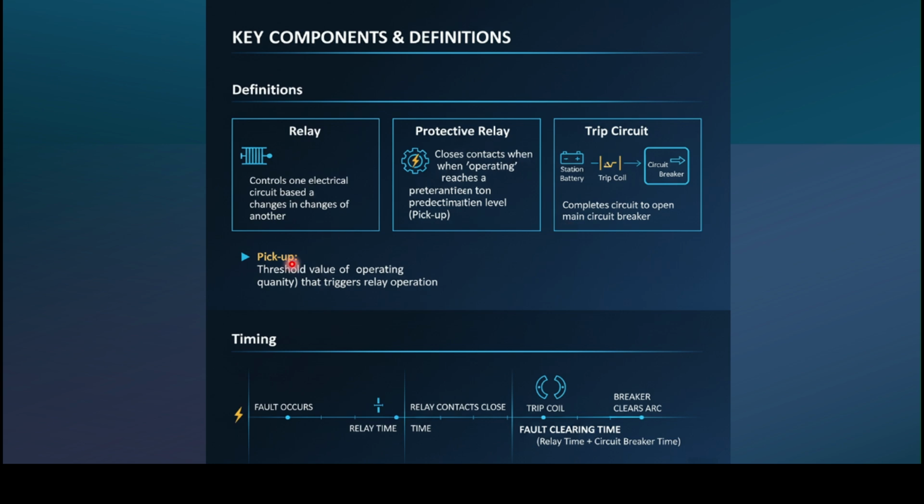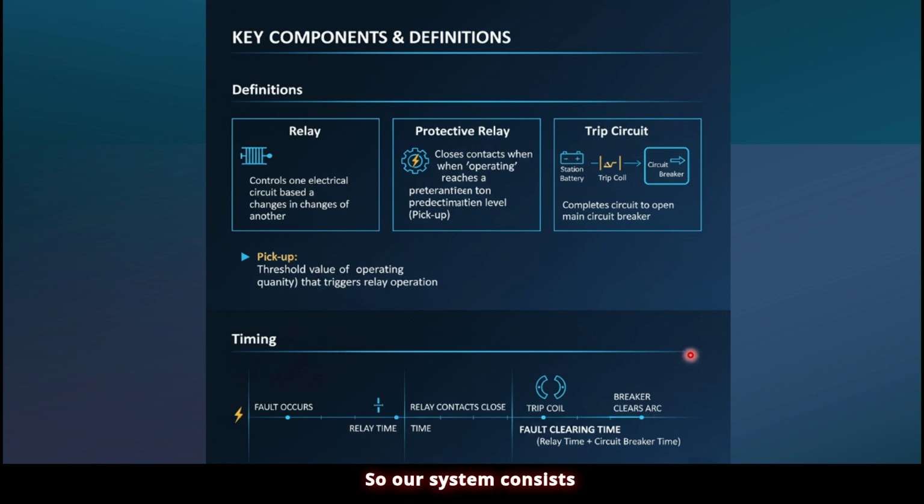And as an important definition here, we can say the pickup. What is this pickup? It's a threshold value of the operating quantity. It is a minimum value. With it, the protective relay can trigger a signal.